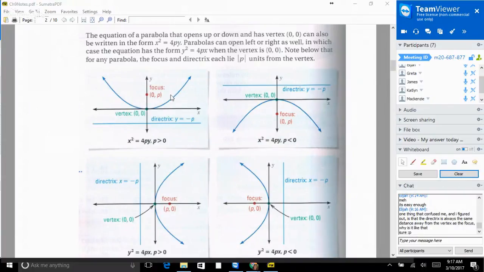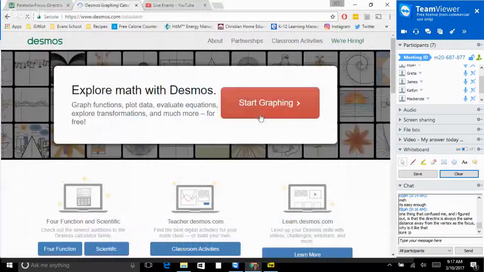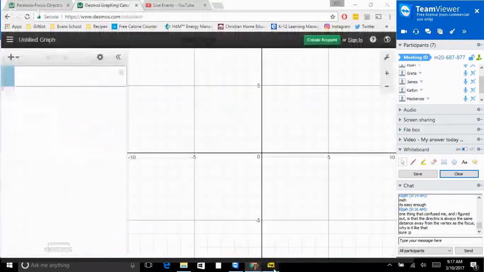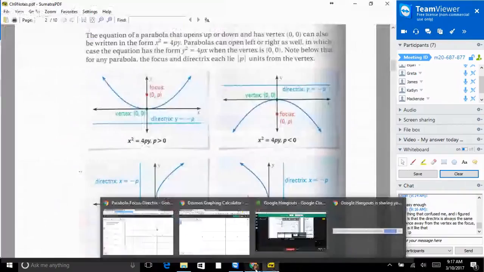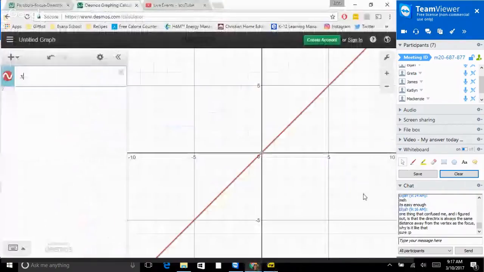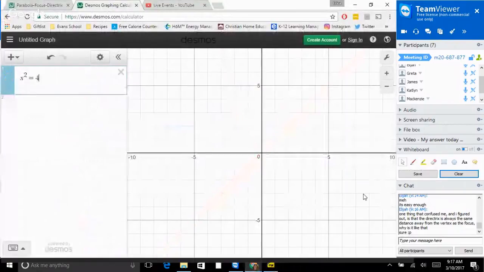All right. So if you'll see on here, there are 4 different types of graphs. So if we flip back to our friend Desmos again, just regular old Desmos, our first graph is x squared equals 4py. Okay. Let's see if I can add a slider. Oh, good. I can add a slider.